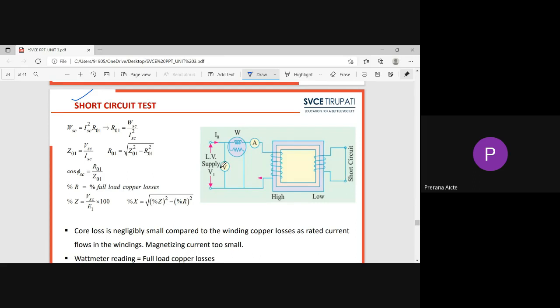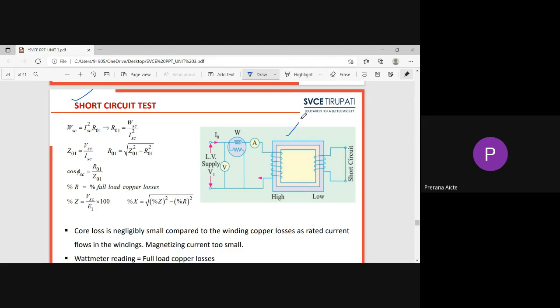What is the main use of this short circuit test? To obtain the copper losses, and also the series branch parameters, those are nothing but R01 and X01 with respect to the primary side. If you want to calculate on the secondary side, R02 and X02. So the main reason to conduct this test is to find out the full load copper losses and the series branch parameters.